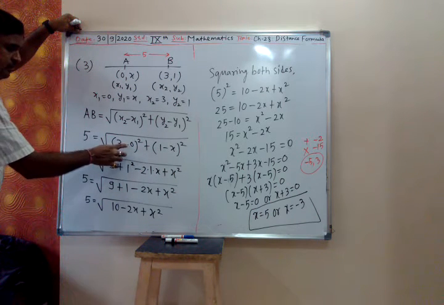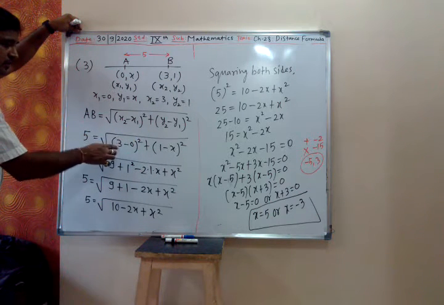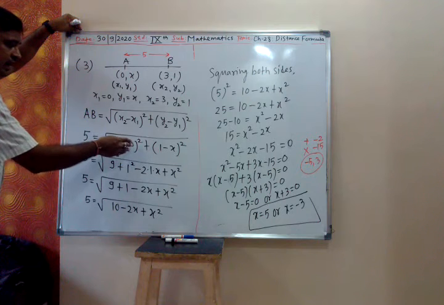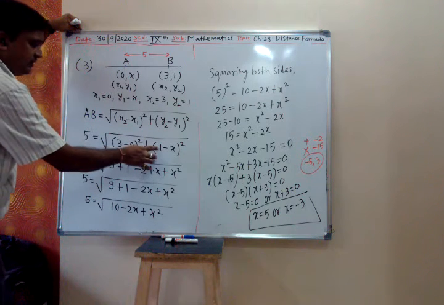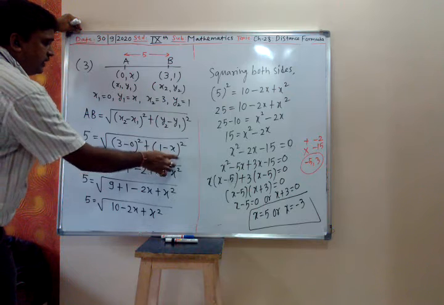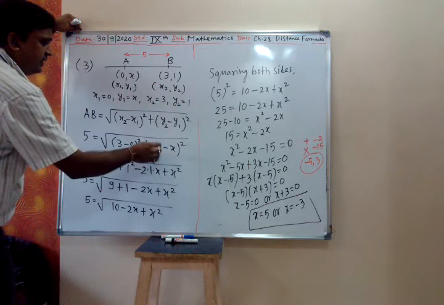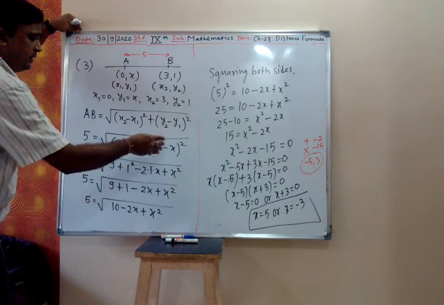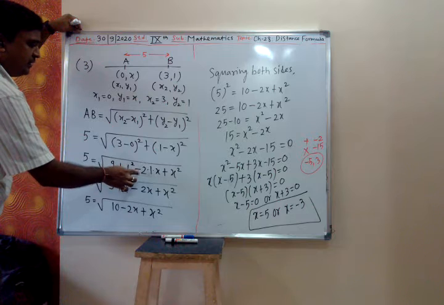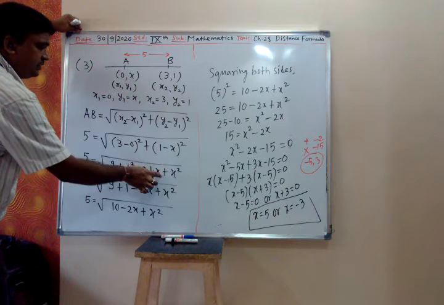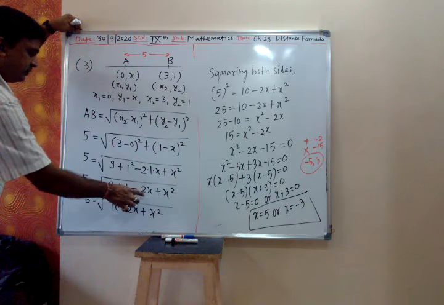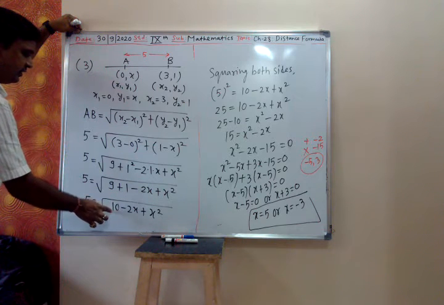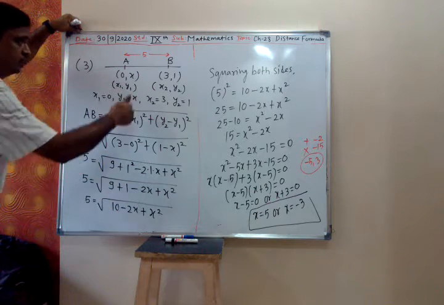Now we simplify. 3 minus 0 is 3, and 3 square will be 9. In this I will use the (a minus b) whole square formula: (a minus b) whole square is a square minus 2ab plus b square. So that will be 1 square minus 2 into 1 into x plus x square. So 9 plus 1 minus 2x plus x square, and 9 plus 1 is 10. Now to remove this square root, I will square both the sides.